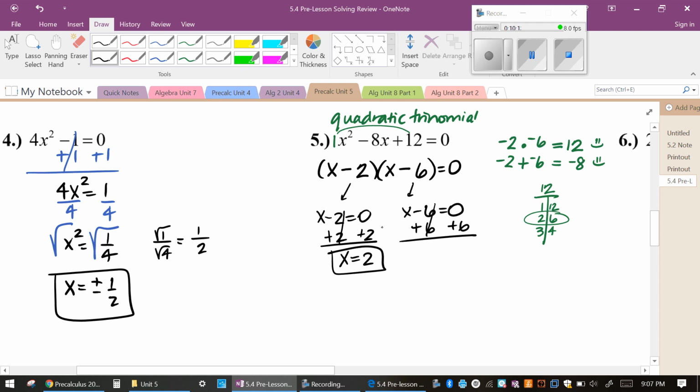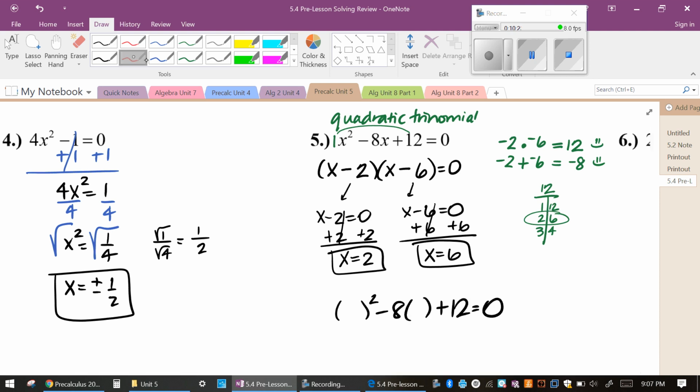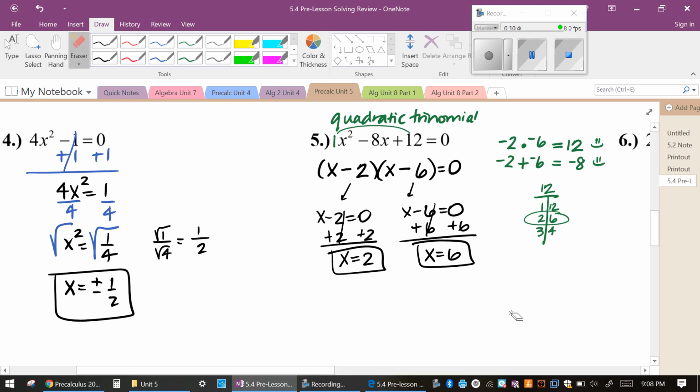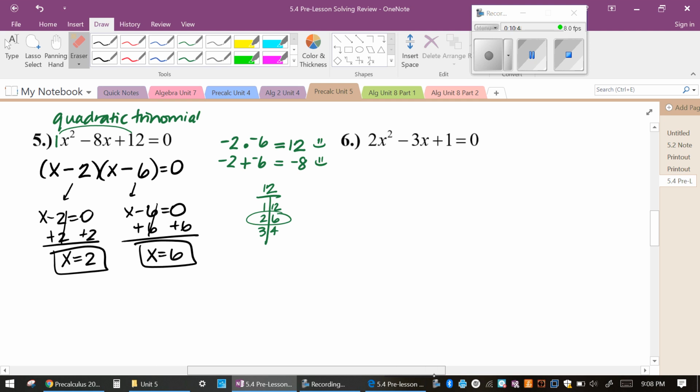Remember, you can substitute these answers back in one at a time into x squared minus 8x plus 12. Substitute the 2 first. You'll see that it's 4 minus 16 is negative 12 plus 12 is 0. You can also substitute 6. 36 minus 48 is negative 12 plus 12 is 0. It's always good to check your answers when you have some extra time and before turning in a quiz.